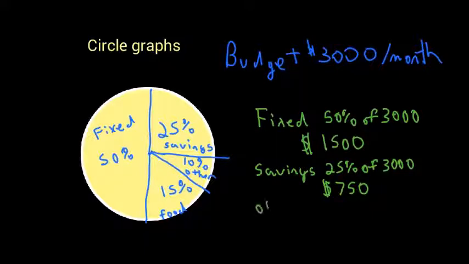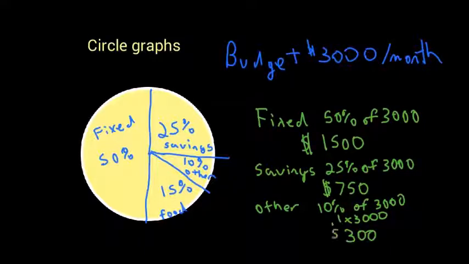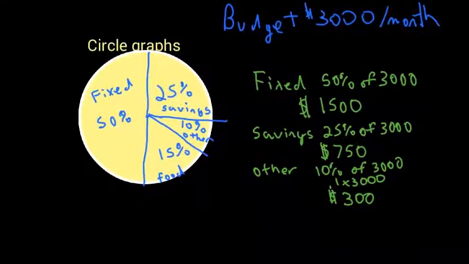For other, that would be 10% of 3,000. So here you could do 1/10 times 3,000, which would give you $300 in other expenses. So that's just extra stuff in a month.